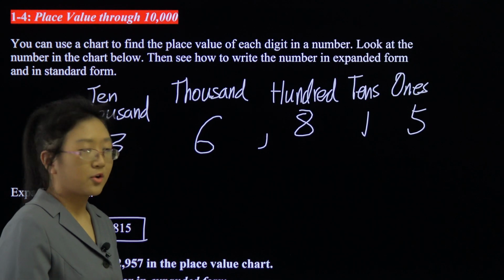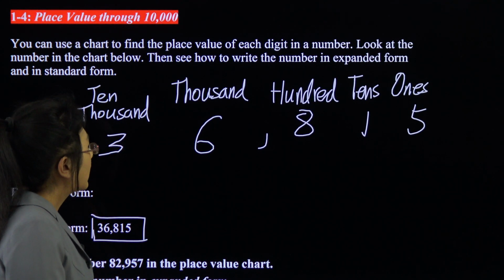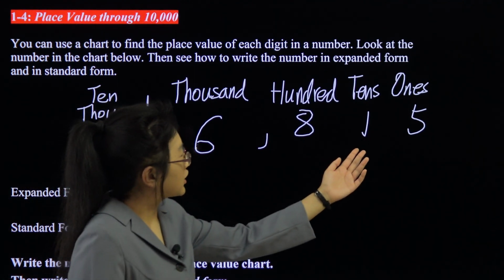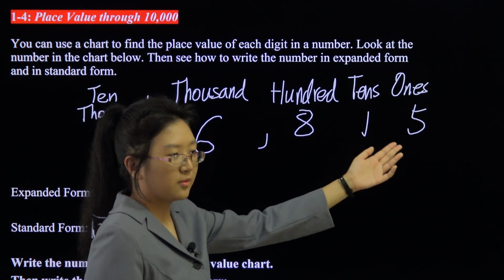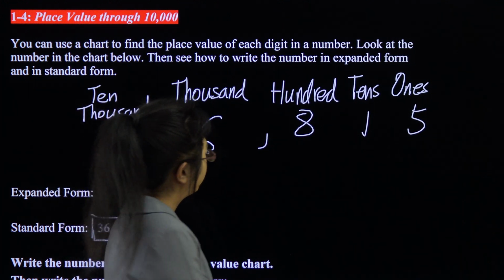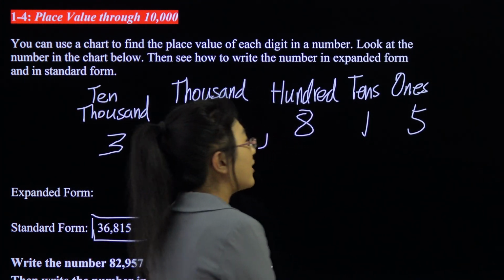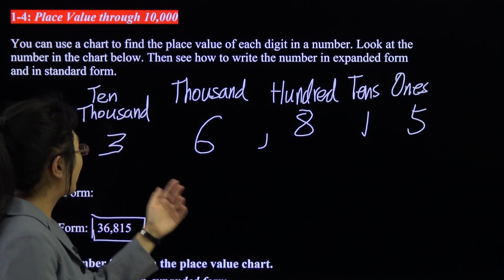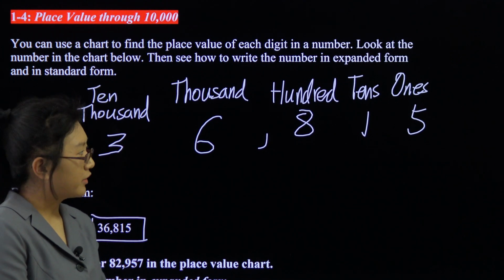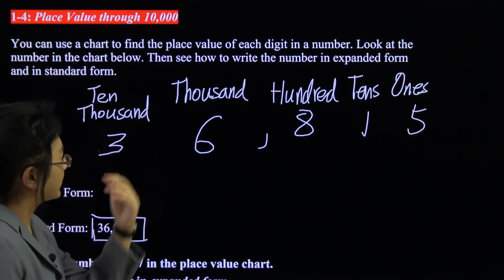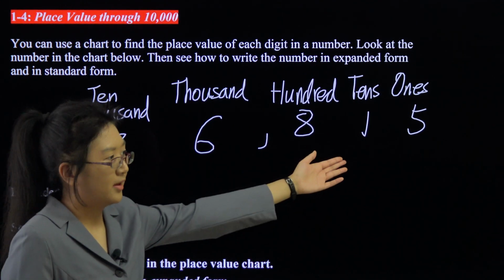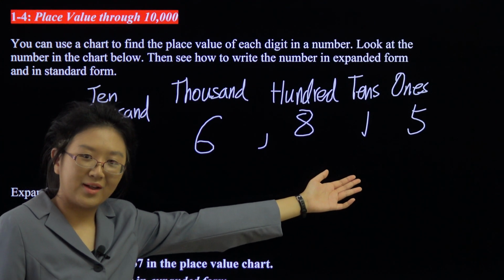Now, why do we call this 36,000? Well, you don't look at the tens place and the ones place and say 1 ten, 5 ones. So you wouldn't say 30,000, 6,000. You just put them together and say 36,000, like how 1 ten and 5 ones is 15.